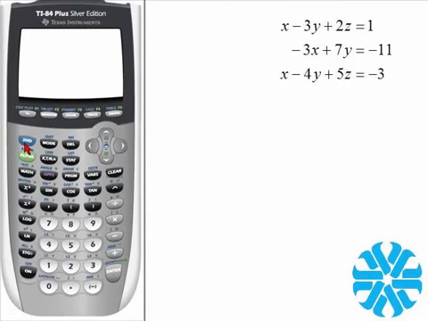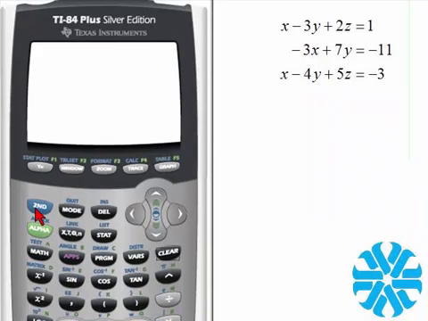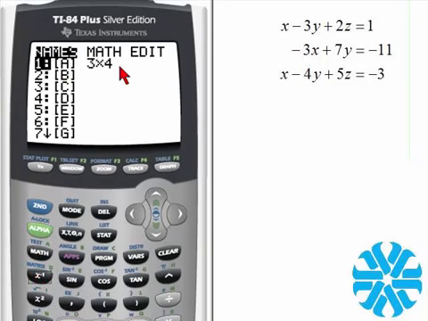x subtract 3y plus 2z equals 1. Negative 3x plus 7y equals negative 11. And x minus 4y plus 5z equals negative 3. All right, so let's input the system of equations here. So second function matrix. And again, we want a 3 by 4. So we go over to edit. And number 1, select enter.